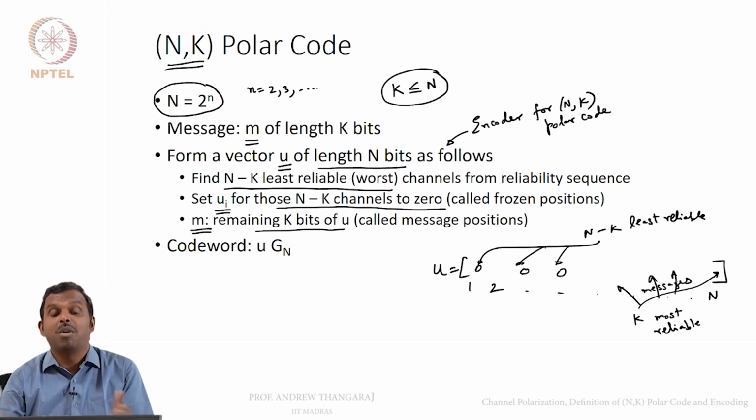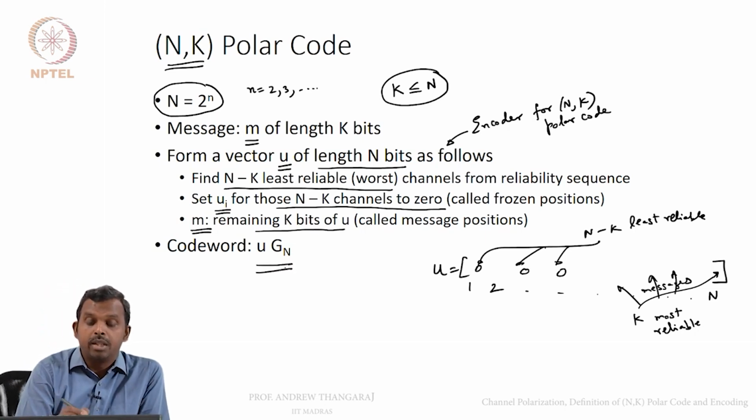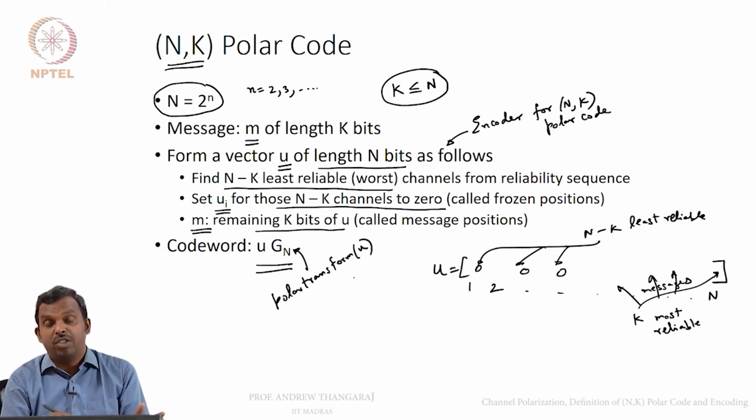Okay. So, you form a vector u like this, and then what is the code word? The code word is simply the polar transform of u. U times Gn, the polar transform of u. Is it okay? That is the definition for the n, k polar code. For any n you can do this. Once you have a reliability sequence, you have a polar code, right. So, it is as simple as that, right. So, hopefully this is clear.